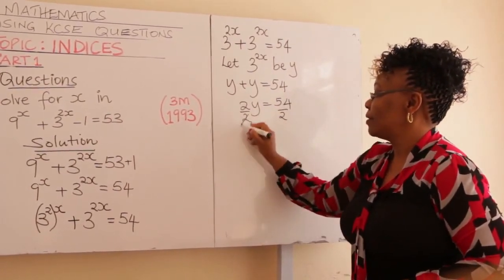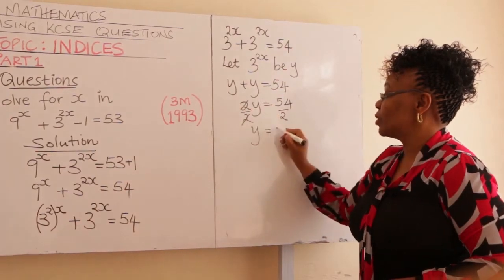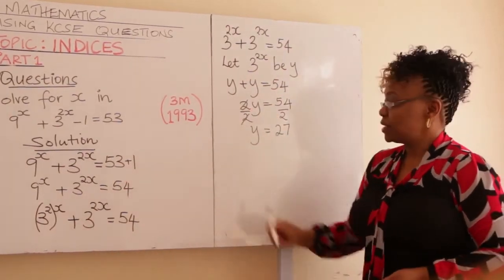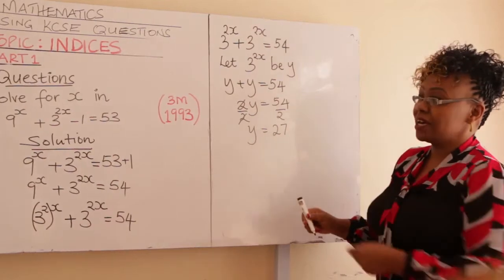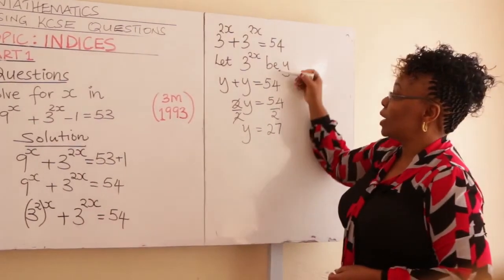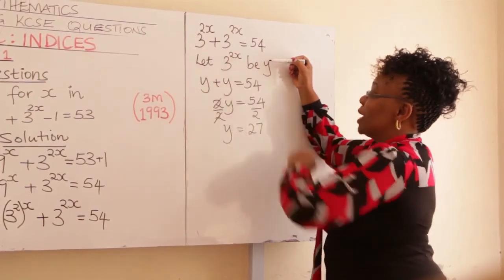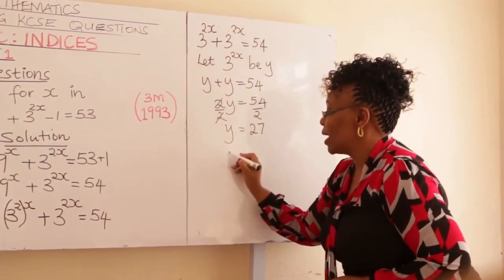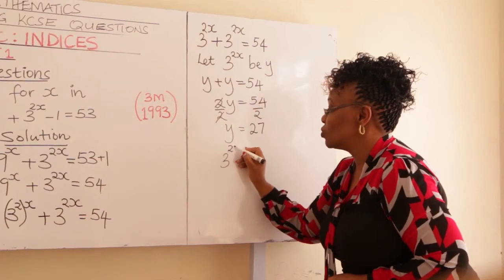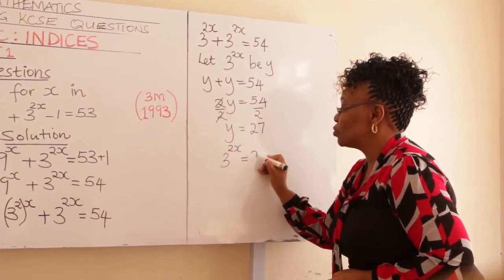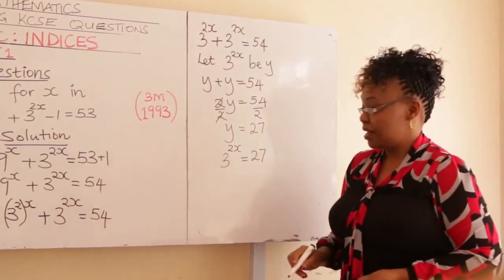So y is equals to what? 27. But we didn't want y, we wanted x. We were solving for x. So you come back here. Your y is 3 raised to 2x. So you come and write your y is 3 raised to 2x is therefore equals to 27.